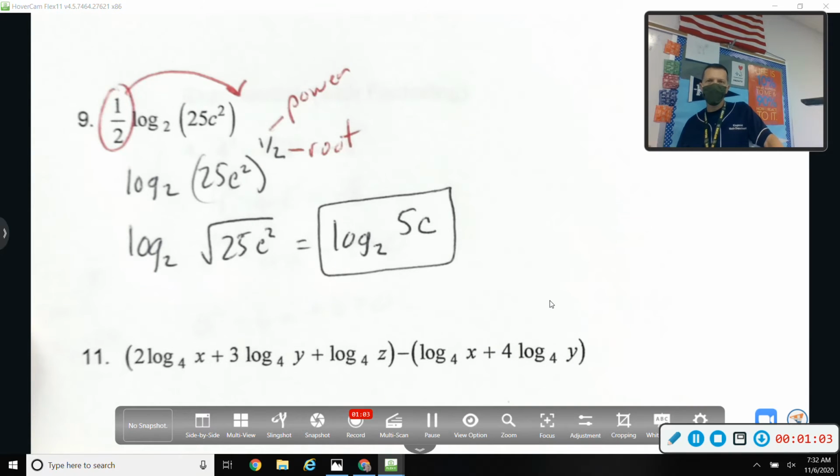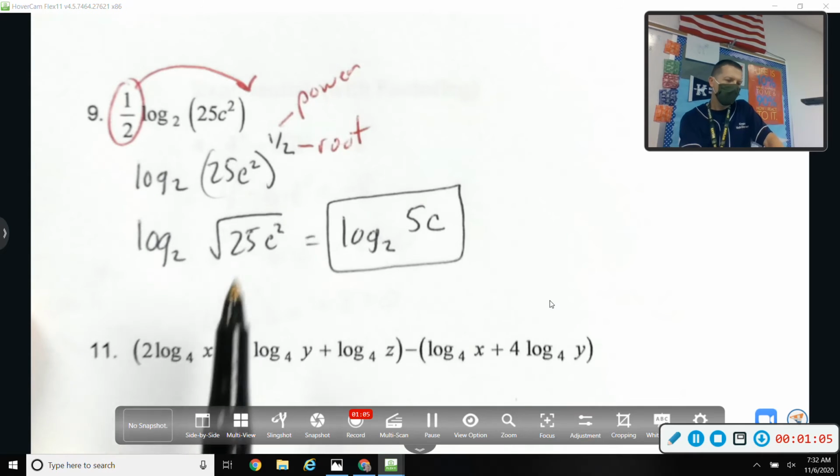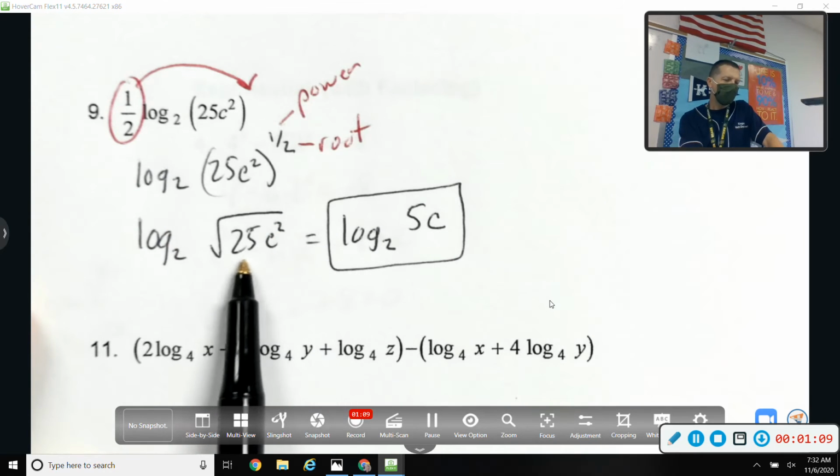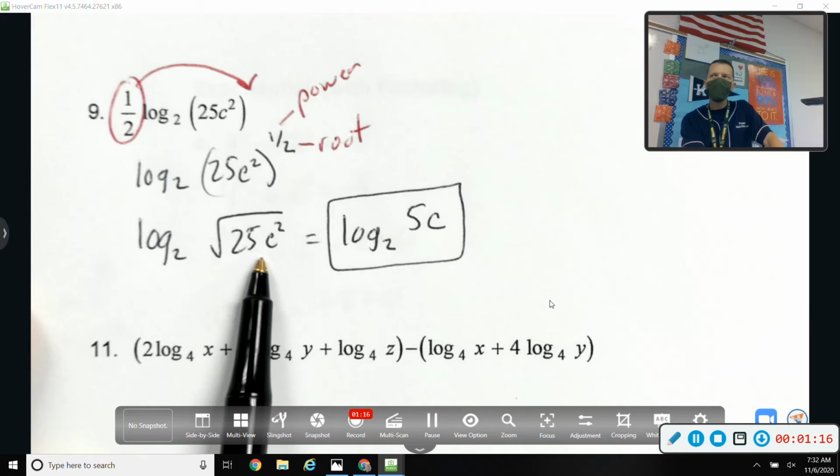How many points would have been taken off if I stopped at the log base 2 the other one? At this one? If it's a 5-point problem, probably 2 off. Oh my goodness. Yeah. Better not mess that one up.